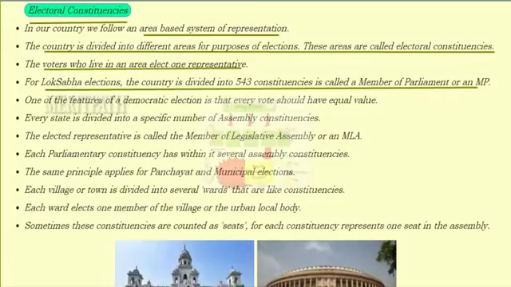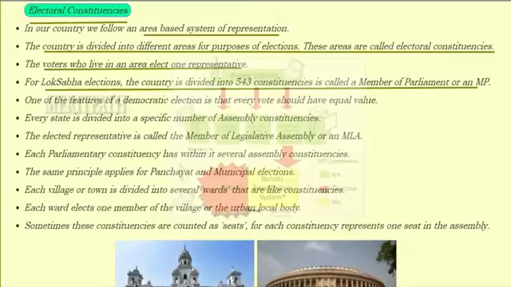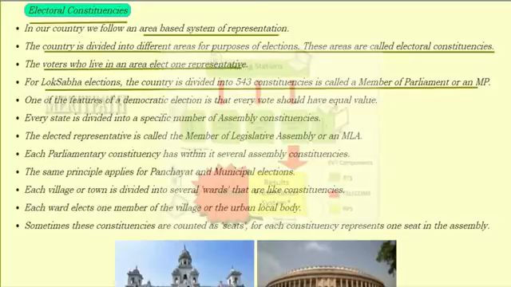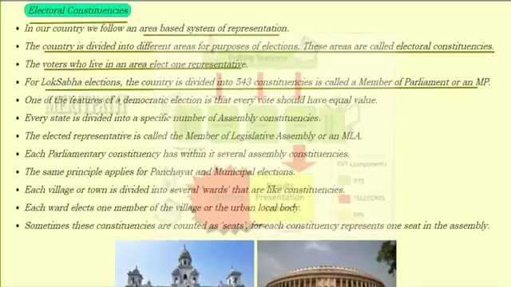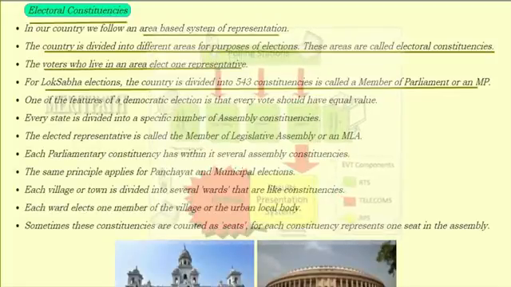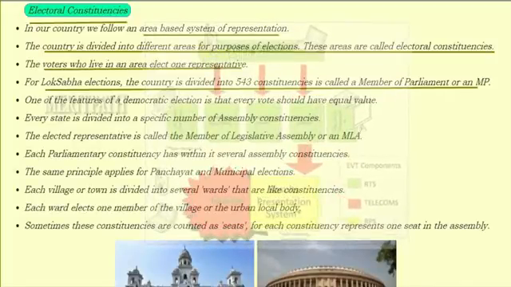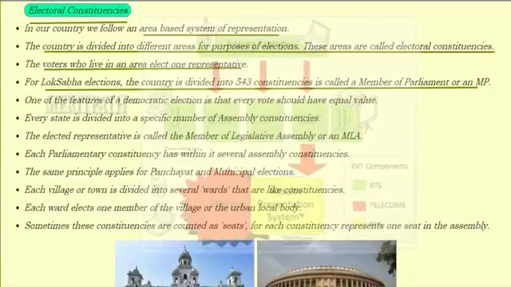Electoral constituencies. In our country, we follow an area-based system of representation. The country is divided into different areas for the purpose of elections, and these areas are known as electoral constituencies. Voters who live in an area elect one representative. For Lok Sabha elections, the country is divided into 543 constituencies, and the representative is called a Member of Parliament or an MP. One of the features of a democratic election is that every vote should have an equal value.